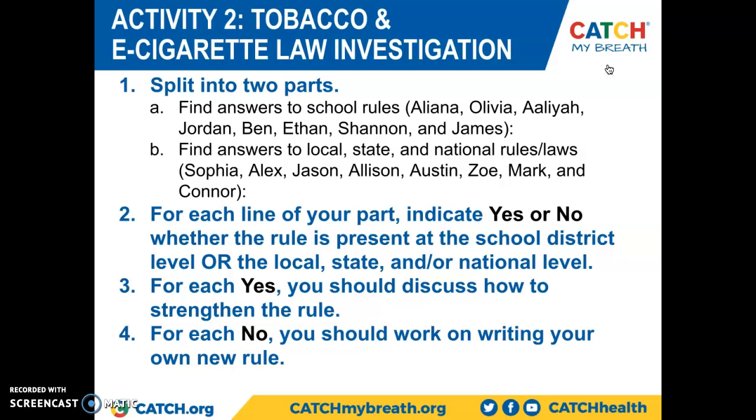You can pull up that PDF document and you can just write your answers on a Word or a shared document, but you'll see that there's a group of questions for A, and there's a group of questions for B. For each line of your part, you're either going to indicate yes or no, whether the rule is present at the school district level or the local, state, and or national level. For each yes, you should discuss how to strengthen the rule. For each no, you should work on writing your own new rule. So again, it's a PDF document, so you'll have to record your answers down on a different document and share that with me. I will present your findings during the next lesson.